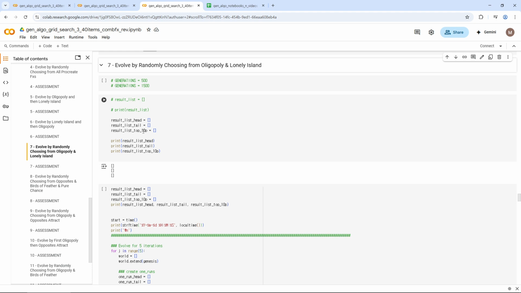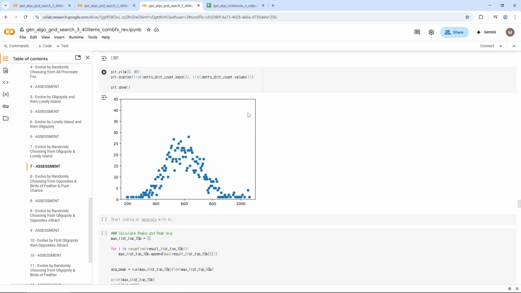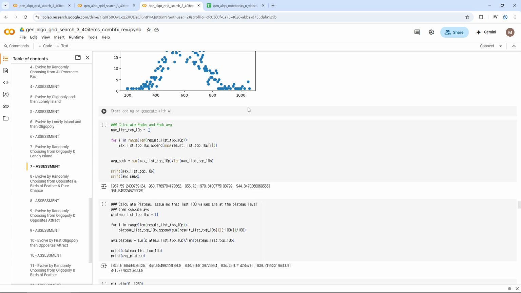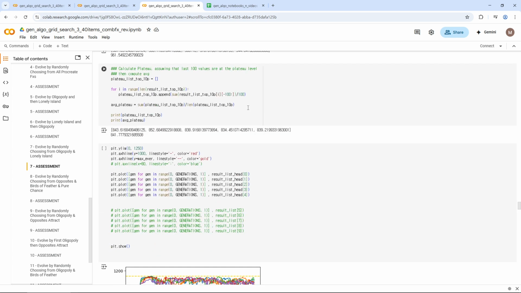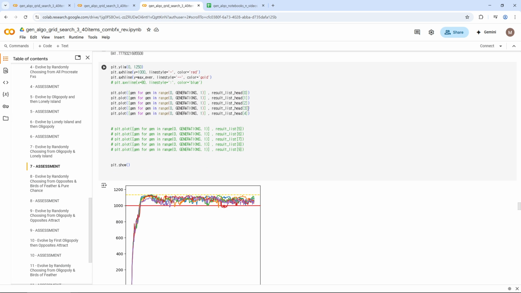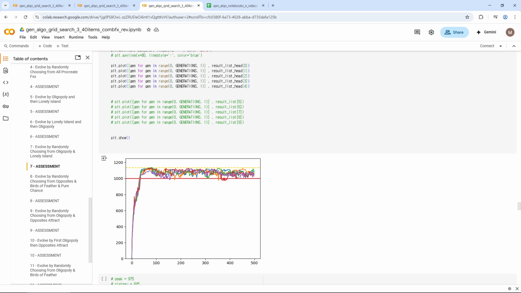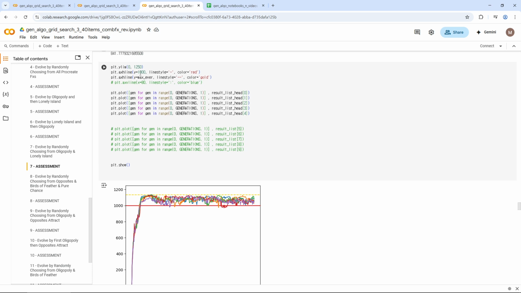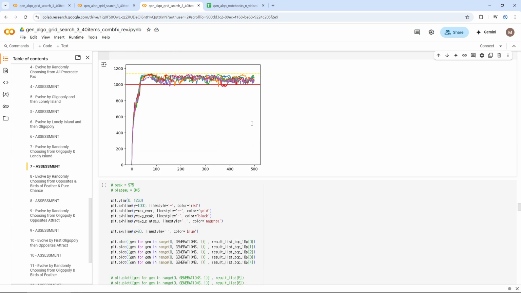Step 7 is evolving by randomly choosing from Oligopoly and Lonely Island. So again, within each generation, choose which procreate function we'll use. And here are the plots for the heads. Somehow we got really unlucky there. By the way, the red line at the 1000 mark is just arbitrary. I just put it there because I wanted to see where 1000 is more clearly.